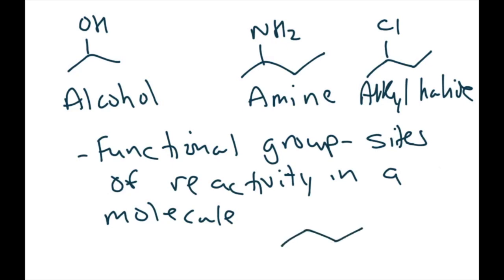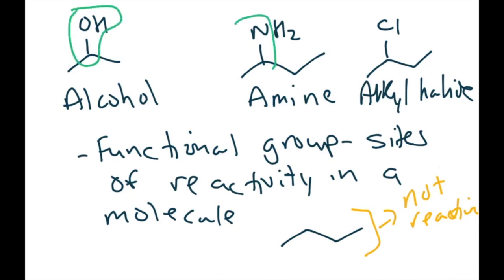Just an alkane, something like butane, is not particularly reactive. Carbon-carbon bonds are pretty strong. They don't want to react with other molecules. Carbon-hydrogen bonds are pretty strong and don't want to react. But we're able to do reactions at things like carbon-oxygen bonds or carbon-nitrogen bonds. Those bonds are more apt to react with other molecules.